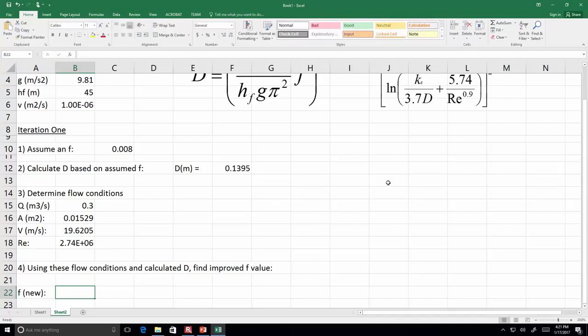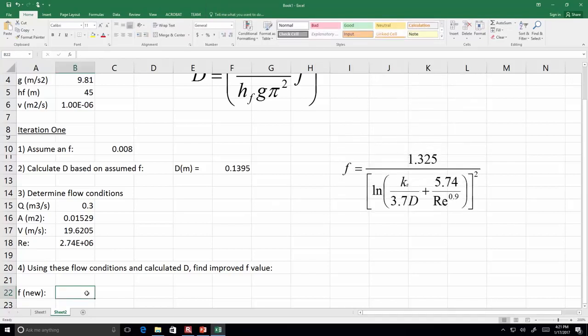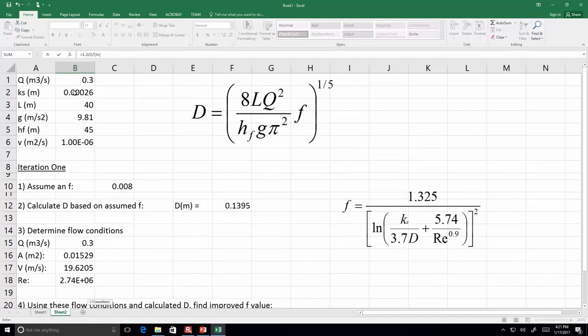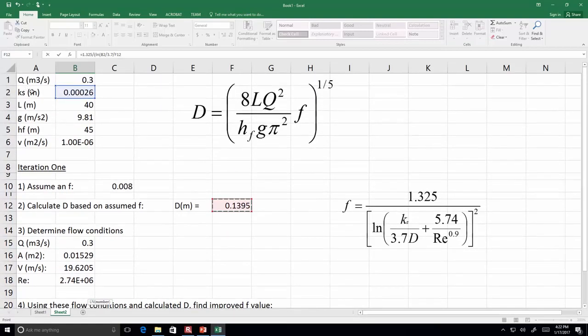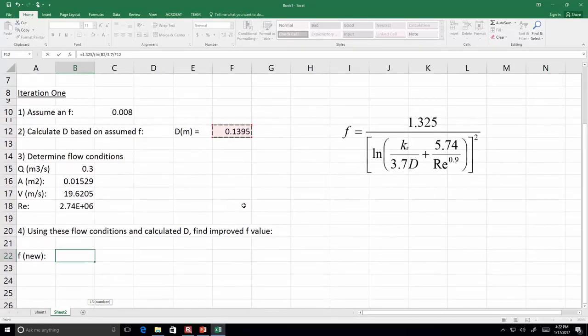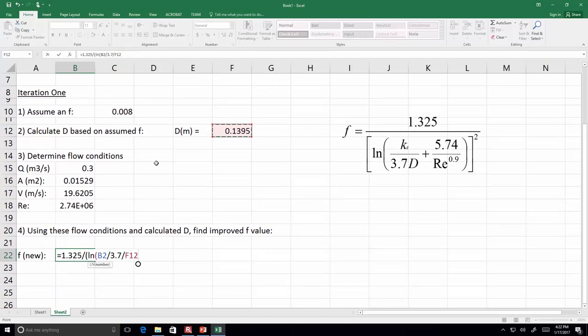Now here is the Jain equation. Let's bring it down so it's visible. 1.325 divided by the logarithm of k sub s divided by 3.7 divided by d. Now my units match up. That's why I did the k sub s here in terms of meters, because I knew I was going to be calculating d in meters. So in my mind I know the units do match up.